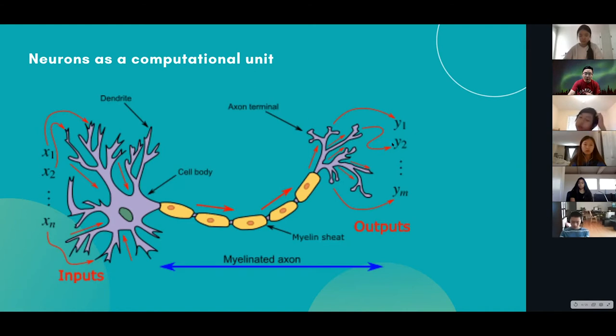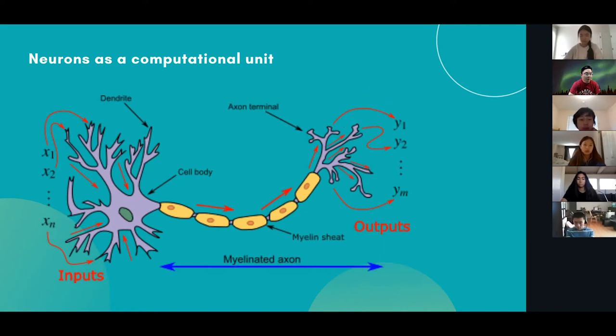Once you get to the end, inside these terminals there are these little vesicles, like lipid vesicles. And these vesicles have neurotransmitters inside them. Once the signal changes the potential difference across the cell membrane, these vesicles will fuse with the cell membrane. That essentially releases the neurotransmitters downstream here. And these neurotransmitters will in turn excite or inhibit neurons downstream.